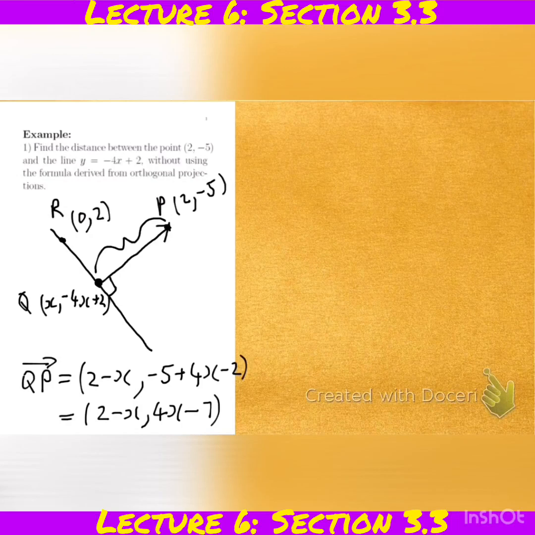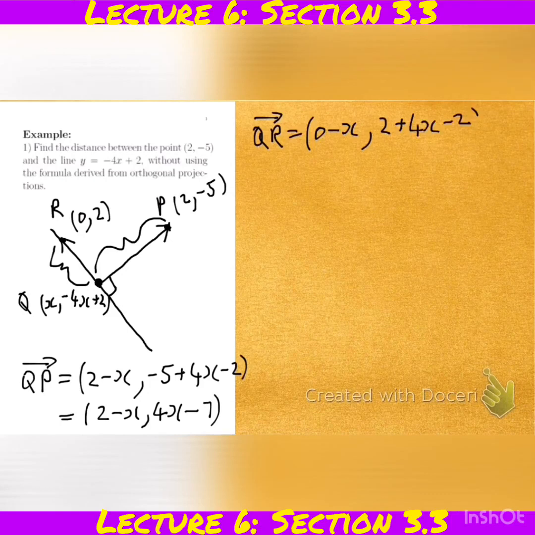And now we want to look at that vector, which we call vector QR. So QR is going to be the vector 0 minus x, comma, 2 minus 4x plus 2. So it's 2 plus 4x minus 2. So that's the vector minus x, 4x.